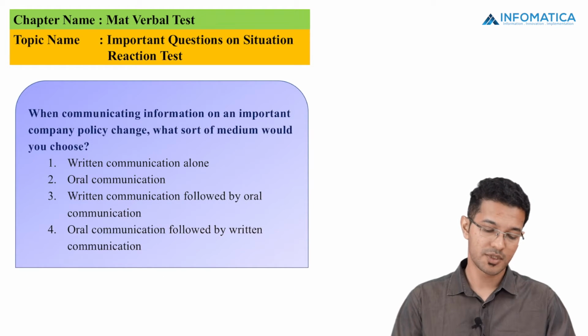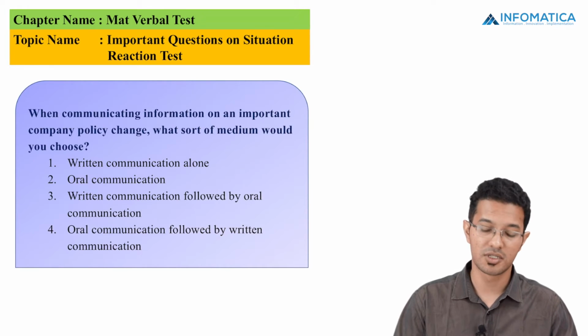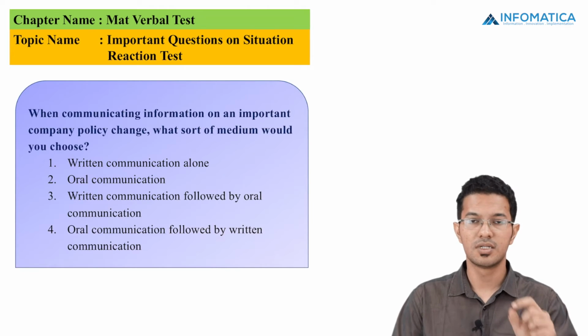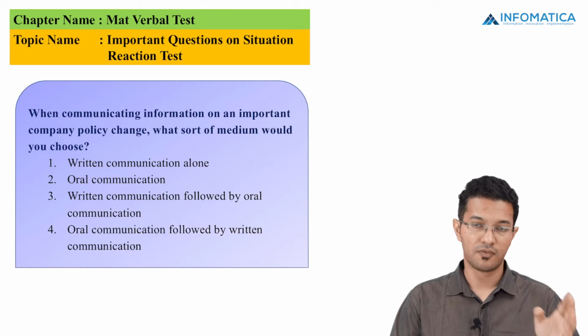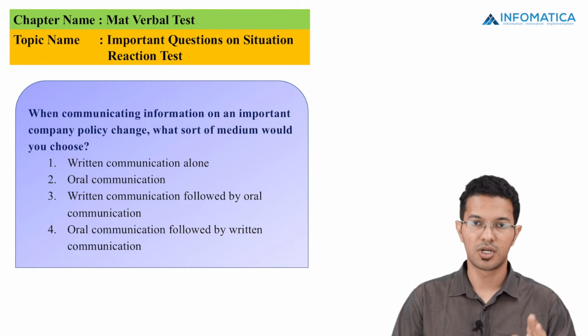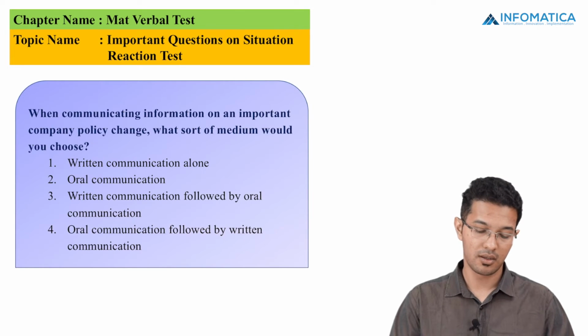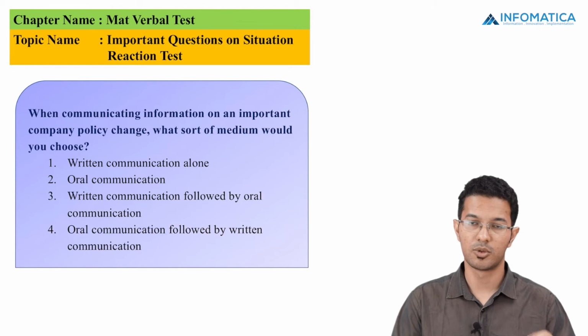Now the most important MCQ is, when communicating information on an important company policy change, what sort of medium would you choose? Now students, such kind of situations will definitely come in your professional life. So the first option says written communication alone. Second, oral communication. Third, written communication followed by oral communication. And option 4 is oral communication followed by written communication.